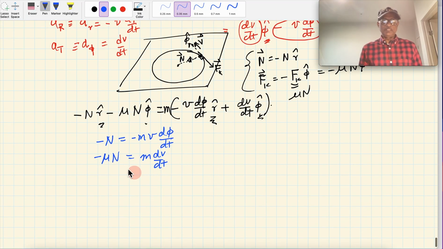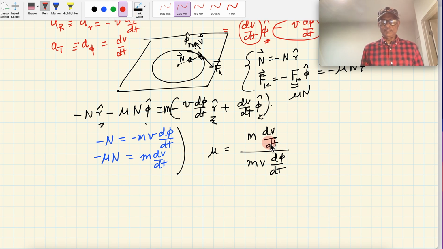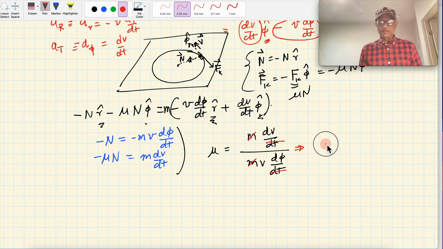I can proceed several ways here. The one I like is to just divide, to get a mu out here. So mu equals this over that: m dv dt over m v d phi dt. And right away I see the dt's cancel out, the m's cancel out. So this is pretty easy. It becomes dv over d phi, so mu equals 1 over v times dv over d phi.